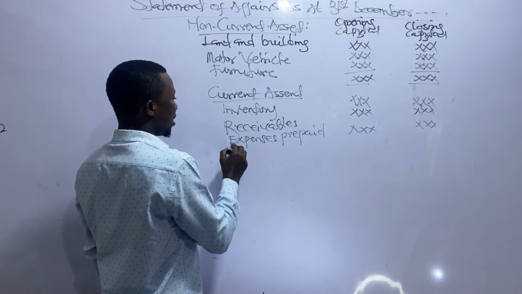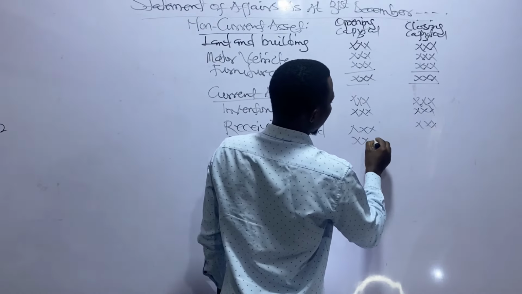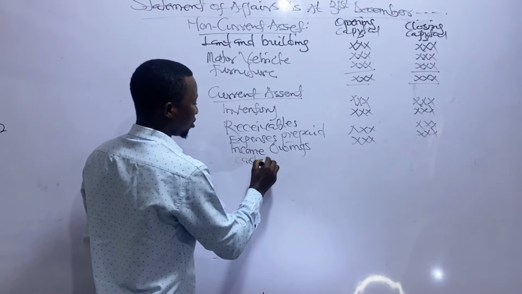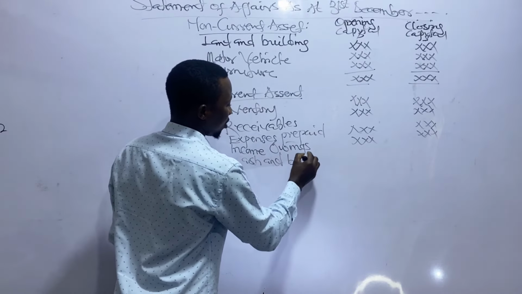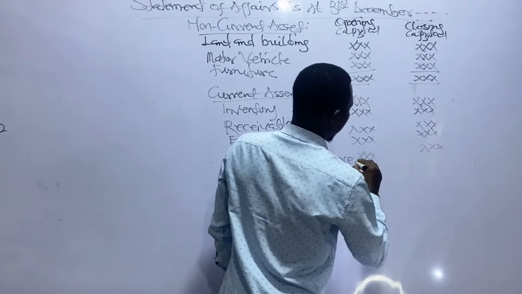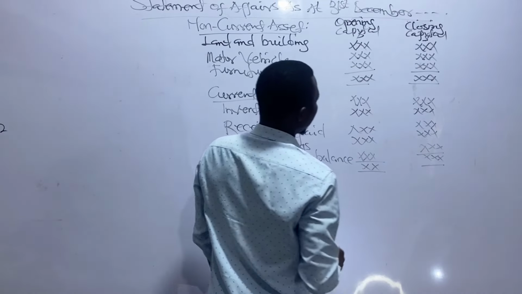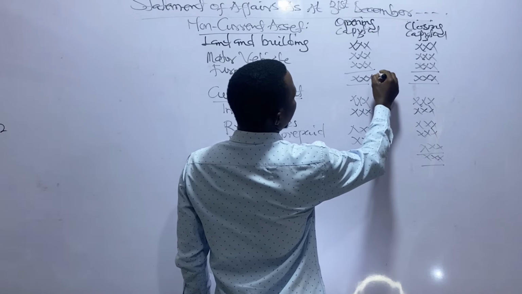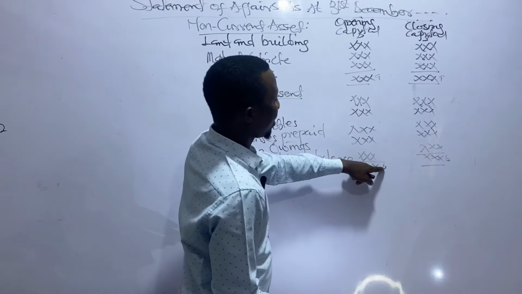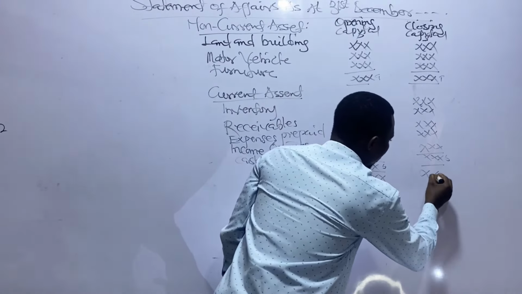Let's say we have income owings or income outstanding. They are all current assets. You have to bring them. Let's say we have cash and bank balance. At the beginning and at the close, you have to bring them. Then we add the current asset as well. If this is small a, this is small b, then we add the a to the b. Then the answer we will have will become the total asset.